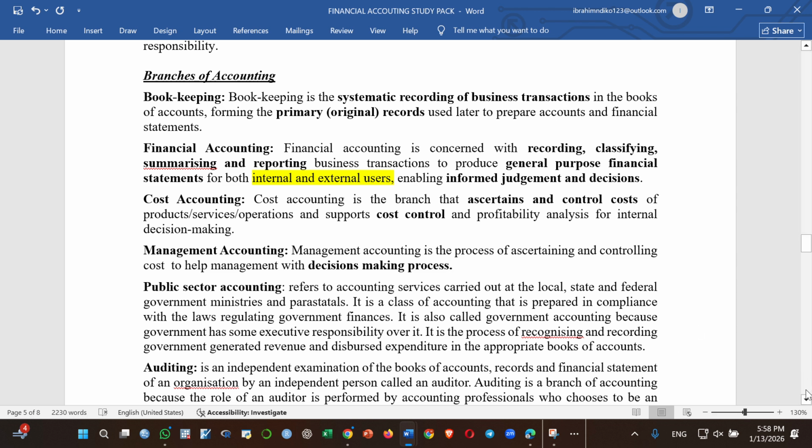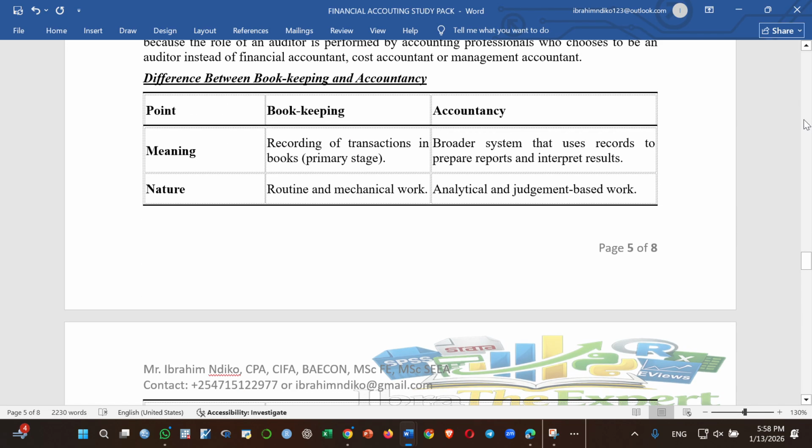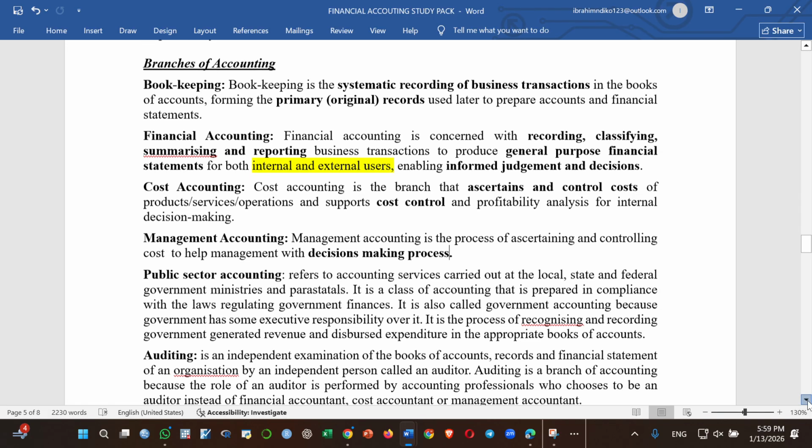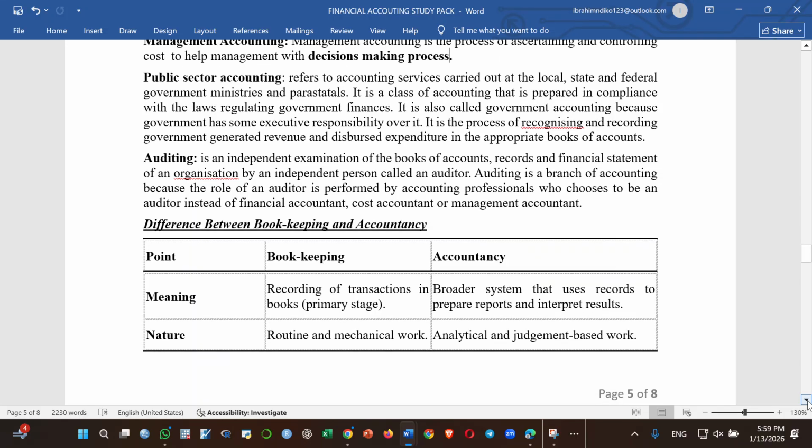So that's all. Remember, management accounting relies on cost accounting. So cost accounting analyzes and ascertains the information about cost. Then the management accounting uses that information that has been analyzed by the cost accountant to make decisions. Now let us see public sector accounting.